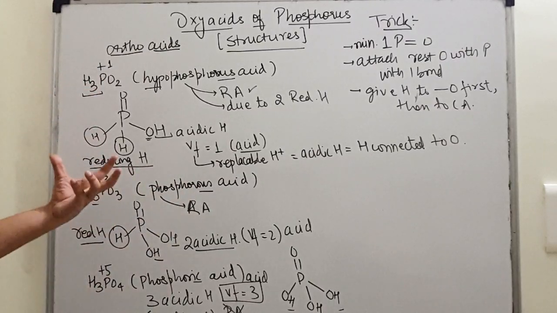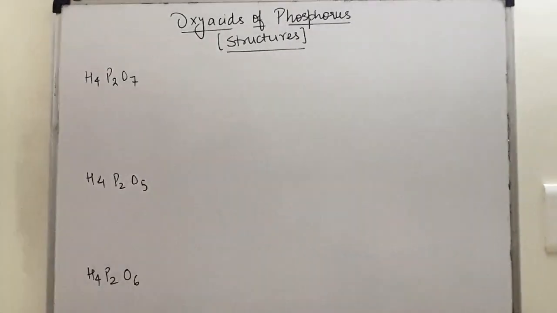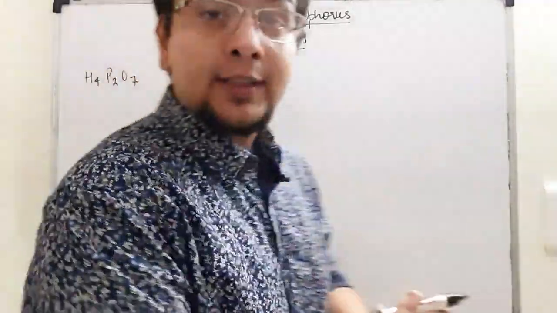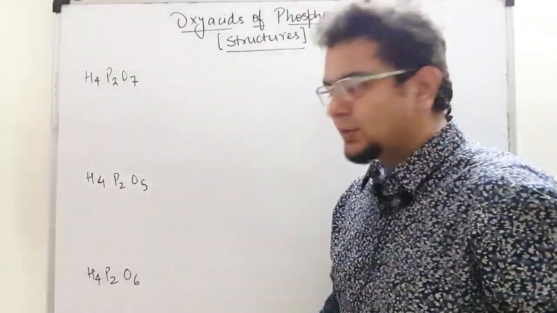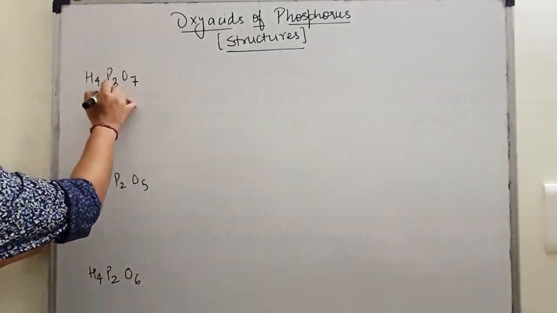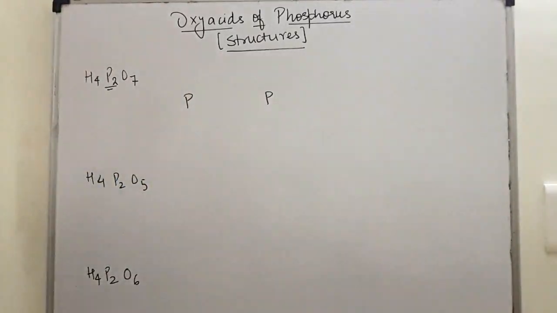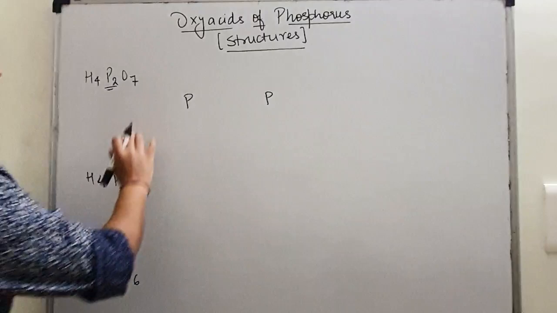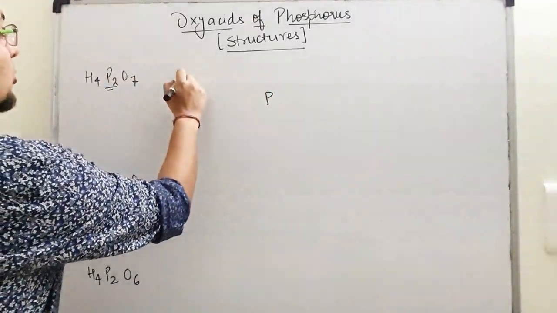Now I am entering into the other varieties of oxyacids of phosphorus, some tougher ones. So now let us see the structures of these: H4P2O7, H4P2O5 and H4P2O6. Let's check. Look, there are 2 phosphorus, so write 2 phosphorus. The trick is very simple, you don't have to mug up any structure. Understand the trick. You very well know that with phosphorus a double bond O is compulsory.